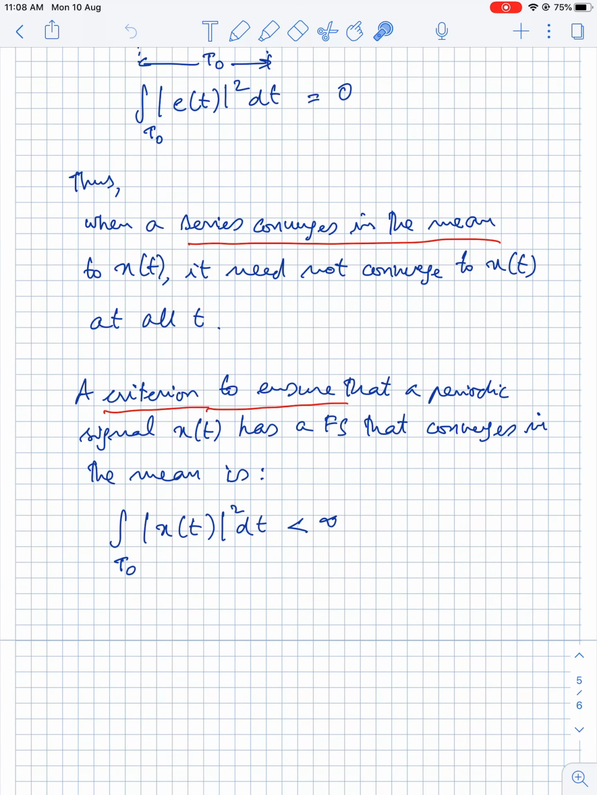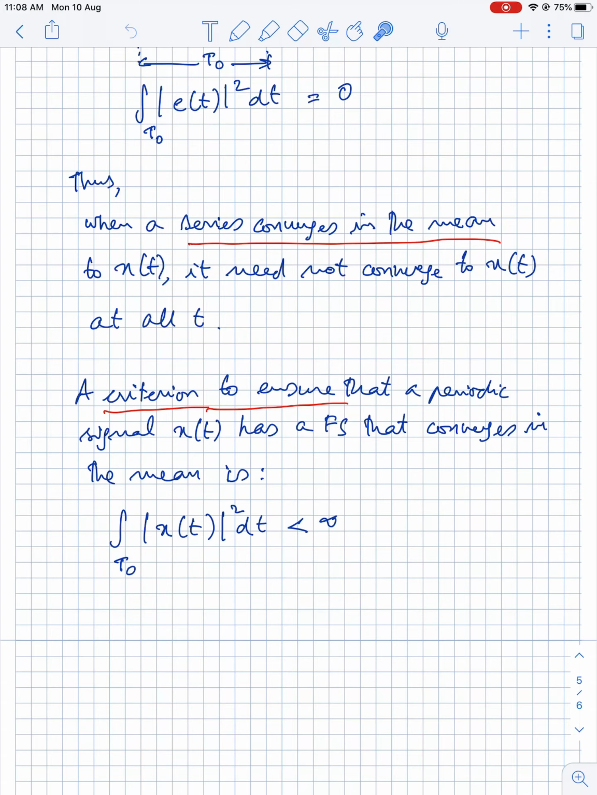And now what is the criterion to ensure that a periodic signal x of t has a Fourier series that converges in the mean? If the energy of x of t over one period is bounded, that is, a finite value, then that is a sufficient condition for convergence in the mean.